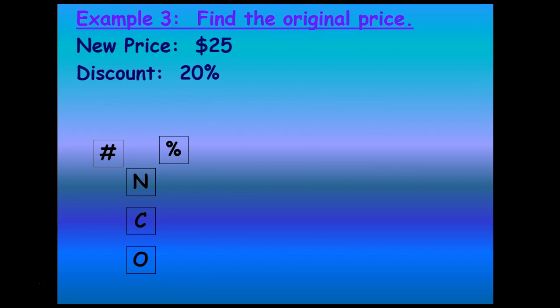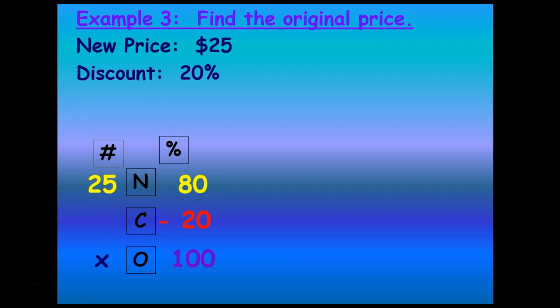In example 3, we are asked to find the original price. We're still going to start the same way, so we will start with that 100 on the right side of the percent sign, and then we are given a 20% discount, so we are going to subtract 20 from 100, and that gives us 80 for our new percent. Now, we are asked to find the original price, so that is where our variable is going to go.